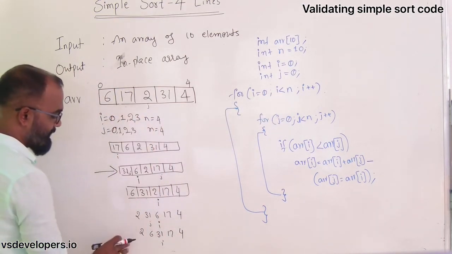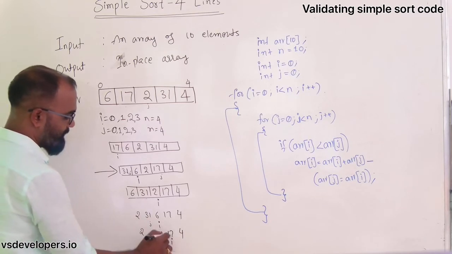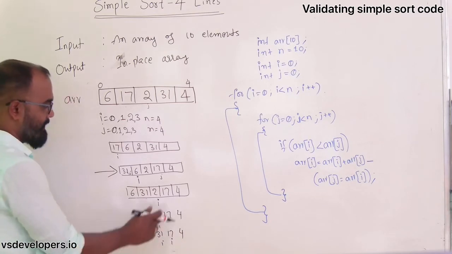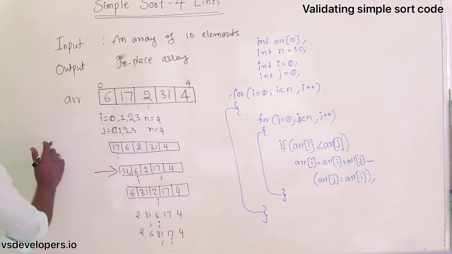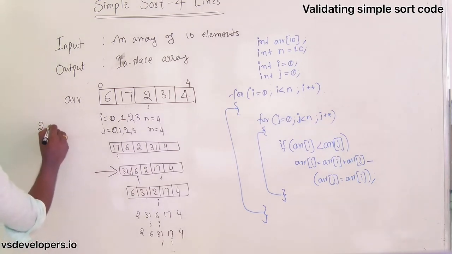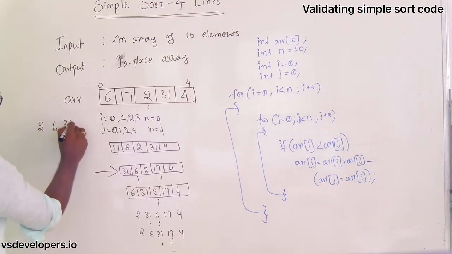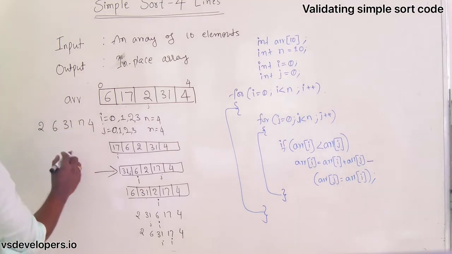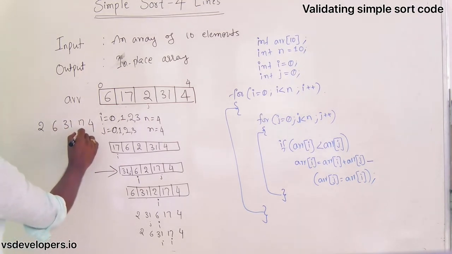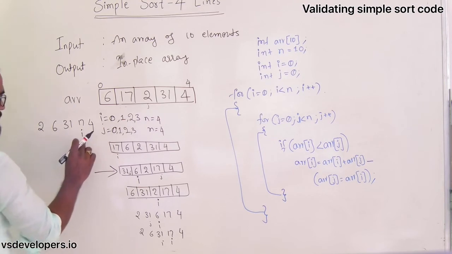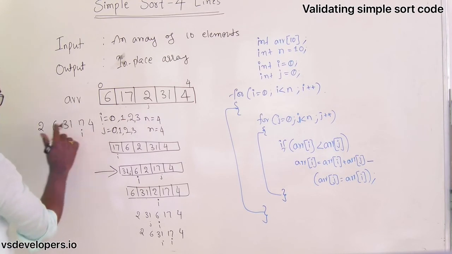When I value is 3, what happens? So I is at 17. When I is at 17, I'll write it here for easier understanding: 2, 6, 31, 17, 4. So your I is now pointing at 17. We'll do this iteration. So when I is here, j starts from here.